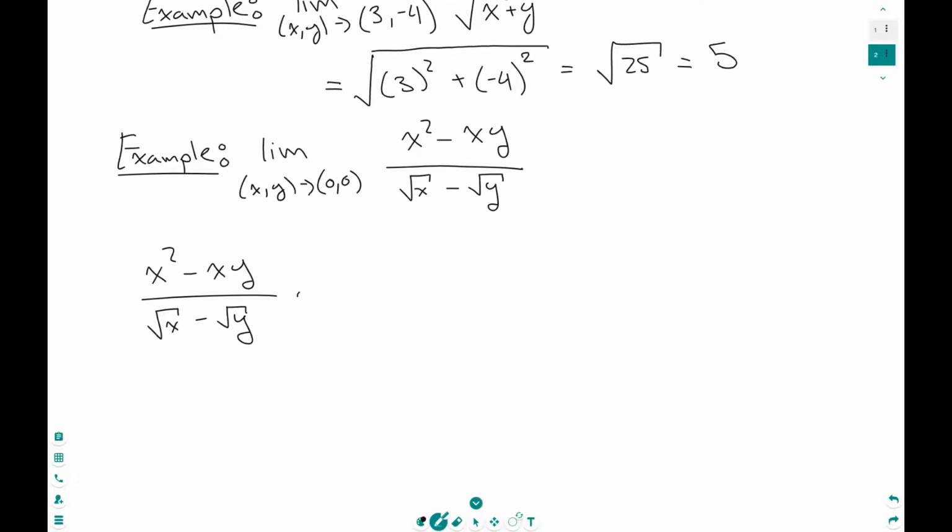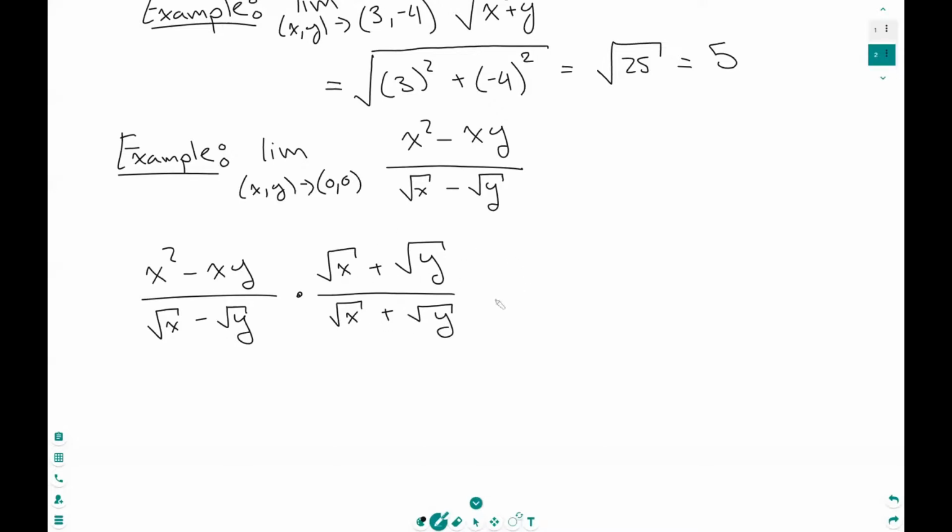What I'm going to do is multiply by a special looking one. I'm going to have the square root of x plus the square root of y in the numerator, and then to make it 1, I need the same thing in the denominator. So this is just 1. I'm just multiplying by 1.